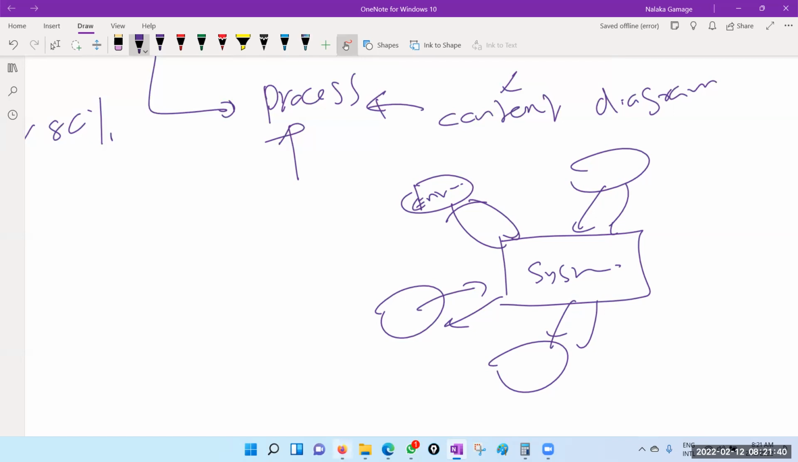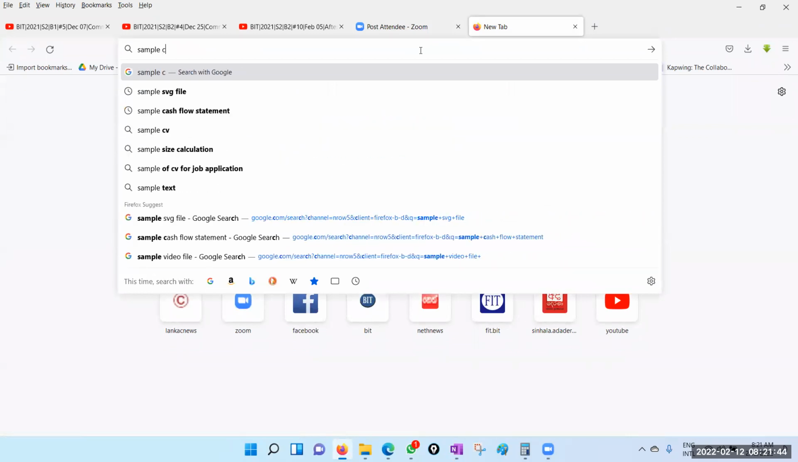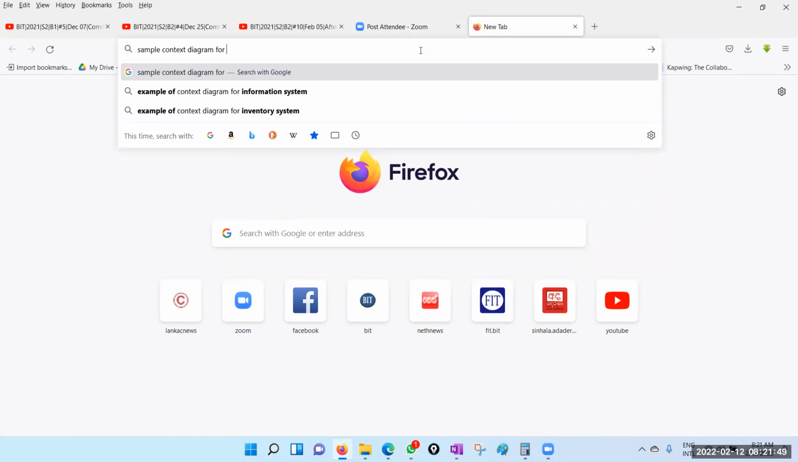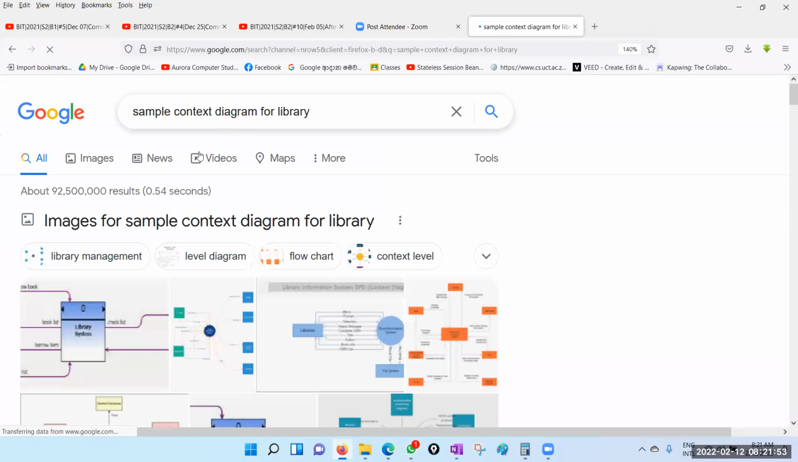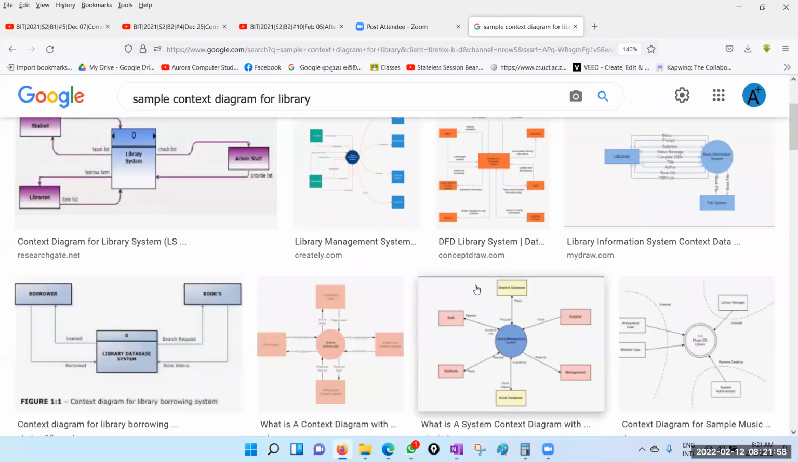Okay. For example, I will just show you a sample context diagram, say for a library, a very famous example. I don't know whether I get a good one, but at least some sort of one.